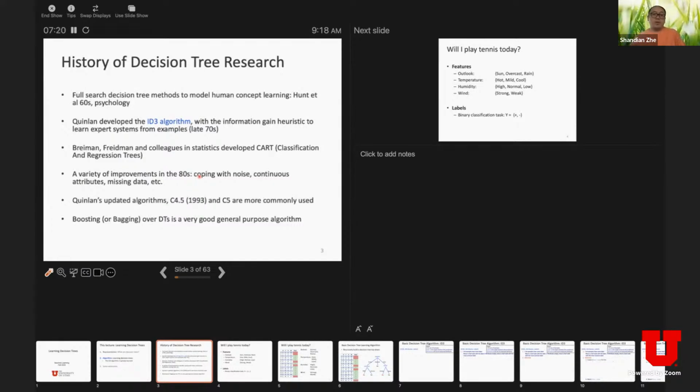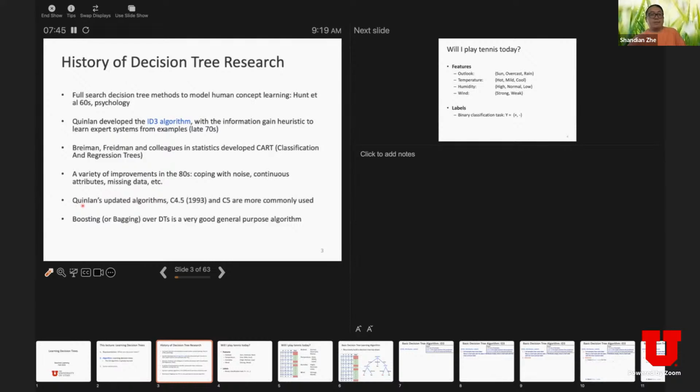We just talked about how we cope with noise and how we deal with continuous attributes. We actually discussed it in the last lecture, right? We can do the partition, we can do the binning, right? Those methods were all proposed in the 1980s. How do we handle missing data, right? We're going to discuss that after we talk about ID3.